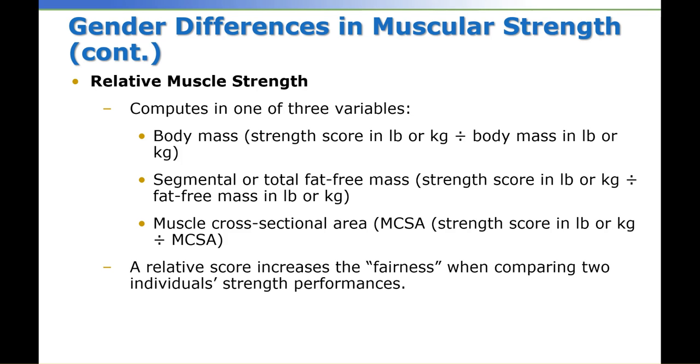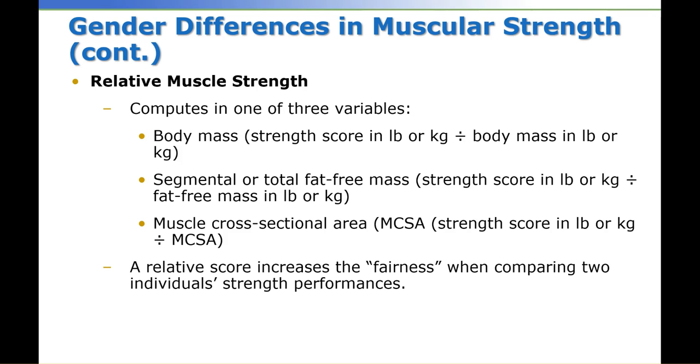Gender differences, so it computes in one of three variables. Body mass, so you have strength score in pounds divided by body mass in pounds. So this is relative. What I said before is that relative means you factor in the body weight. So how strong is someone?